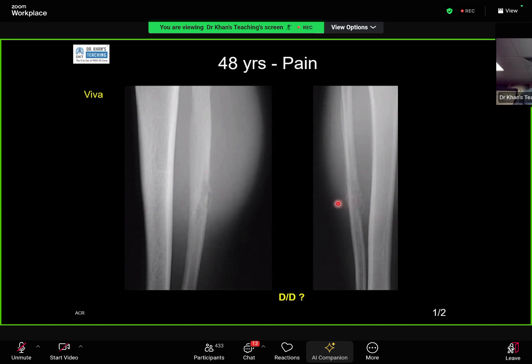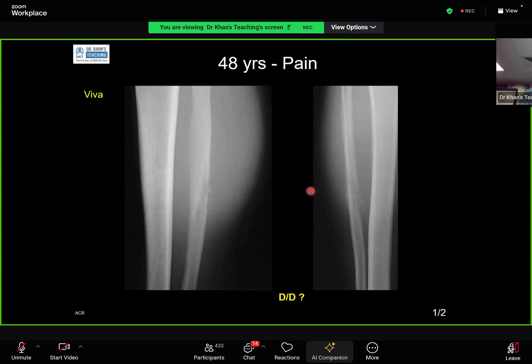Now, the differential diagnosis is what we are talking about. Aggressive lesion here, mid shaft. What will you consider? Ewing's and infection, osteomyelitis. The patient is 48 years old. Here comes the catch.